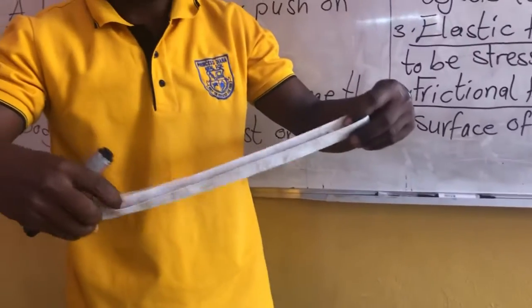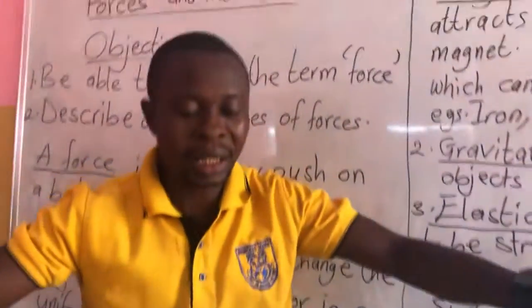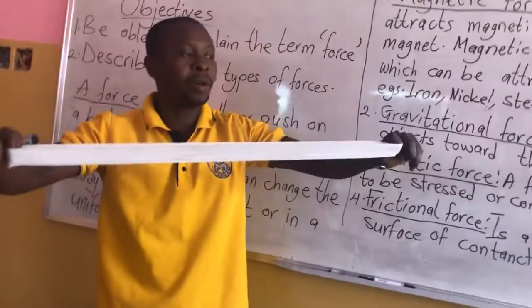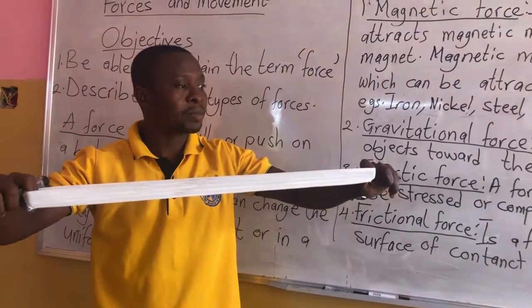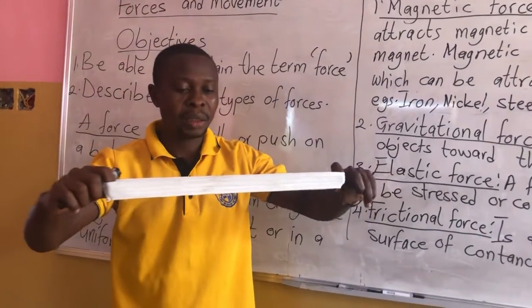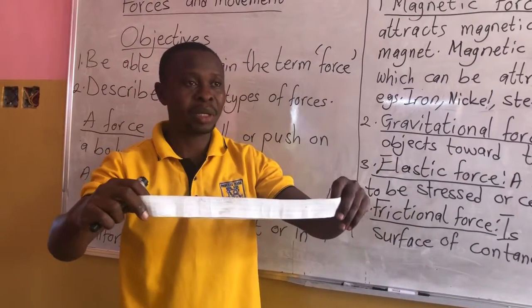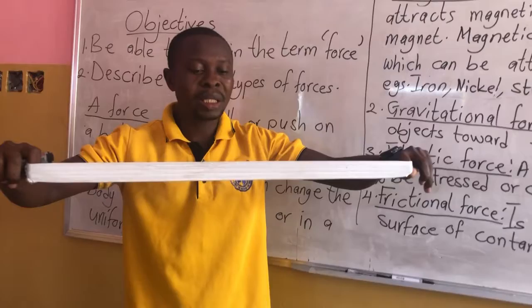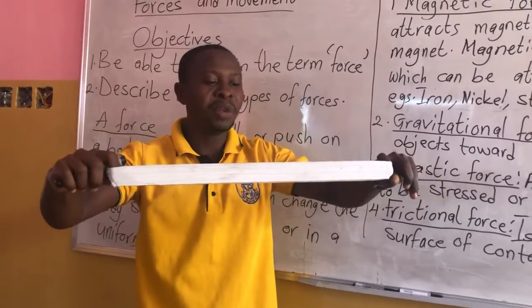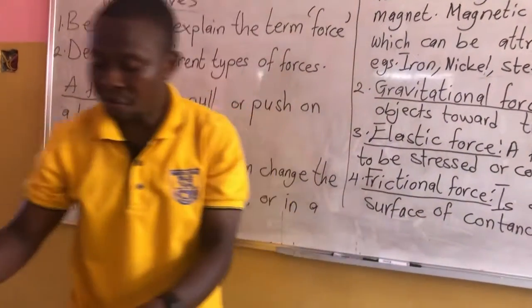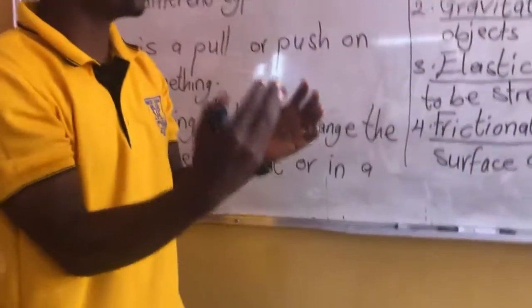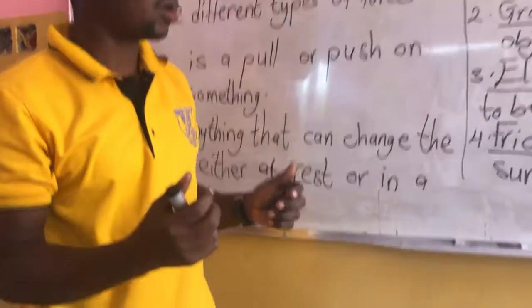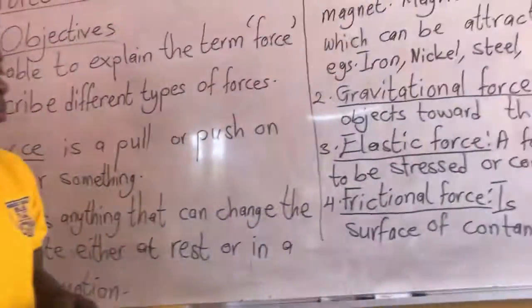So let's try to make it larger. You can see that it has expanded. It looks larger. Now let's leave it and see. You can see that it's becoming small. When we stress it, it becomes larger, and when we leave it, it becomes small. The force that helps us to expand it or to make it small is what we call elastic force.